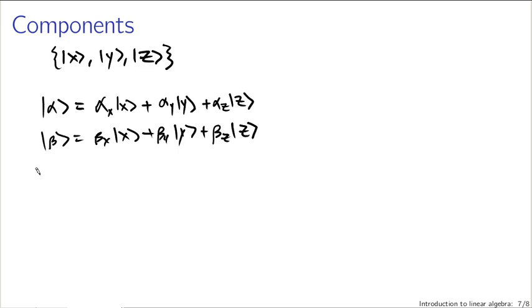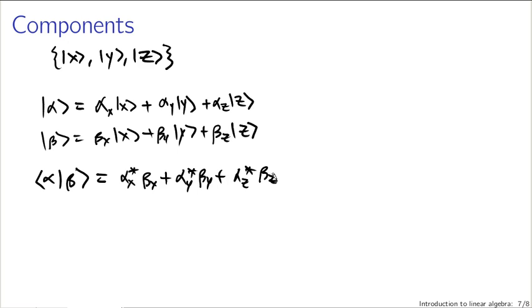And I can write out things like the inner product alpha beta, and it looks pretty much the way you would expect. It looks like alpha x star beta x plus alpha y star beta y plus alpha z star beta z. You can also, of course, write the inner product of alpha with itself and get alpha x star alpha x plus alpha y star alpha y plus alpha z star alpha z, which you recognize as the squared magnitude of all of those components all summed up together.